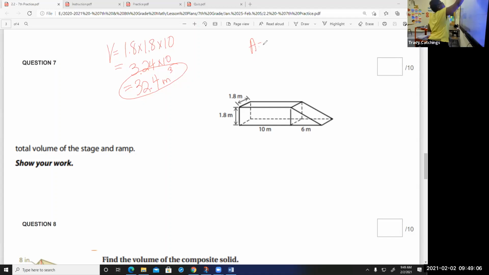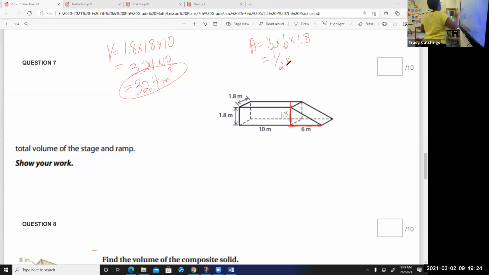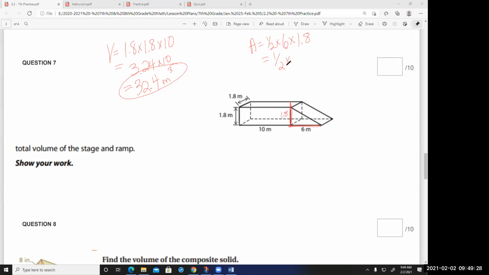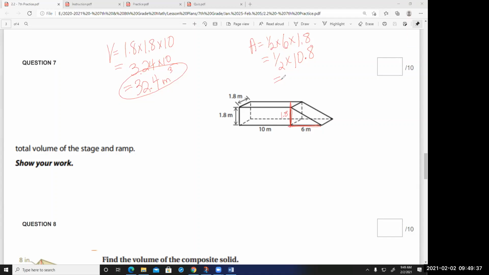Let's get the area of the triangle first. Base and height of the triangle. 6 and 1.8. All right, 6 times 1.8 is 10.8. All right, take half of it. 5.4.